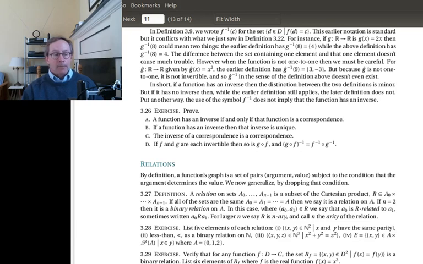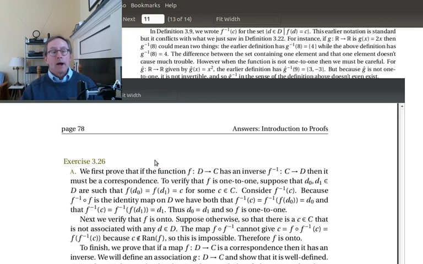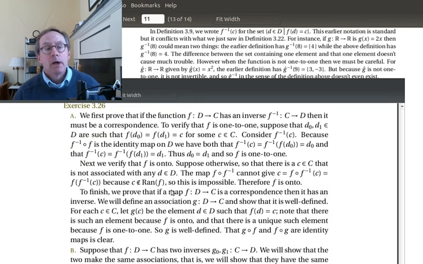Okay, it so happens that we are going to, here, let me pop this up. It so happens that we are going to do, there we go. It so happens that we're going to show that if a function has an inverse, then it's a correspondence. And then we're going to show that if a function is a correspondence, then it has an inverse. It just so happens that that's the way I'm doing it.